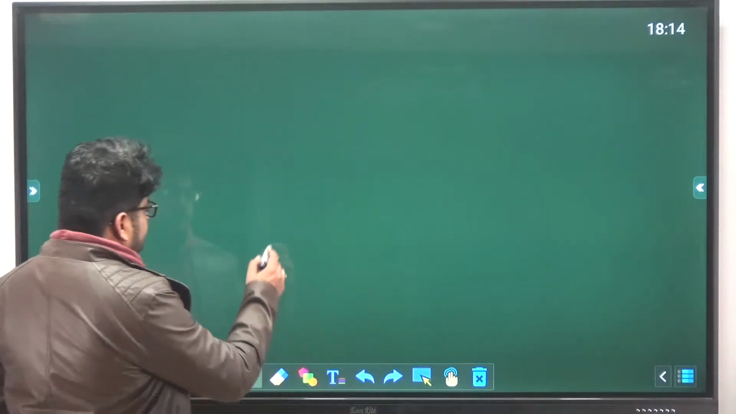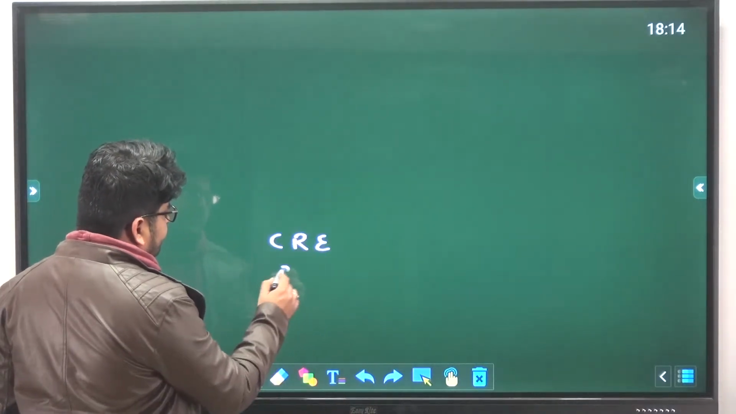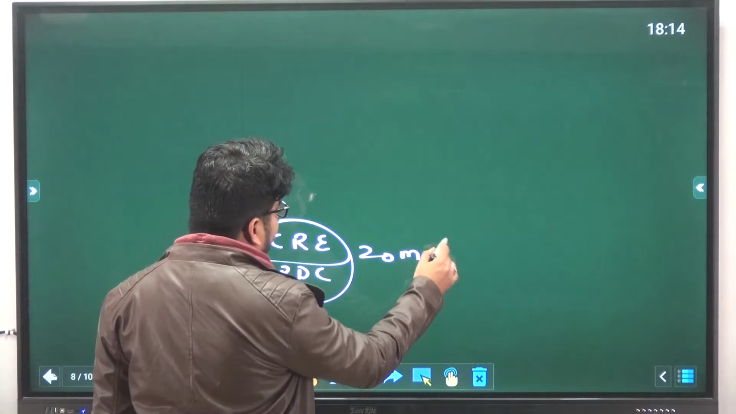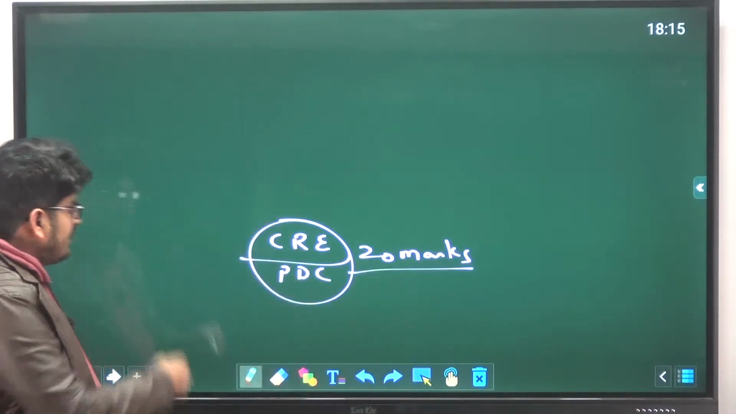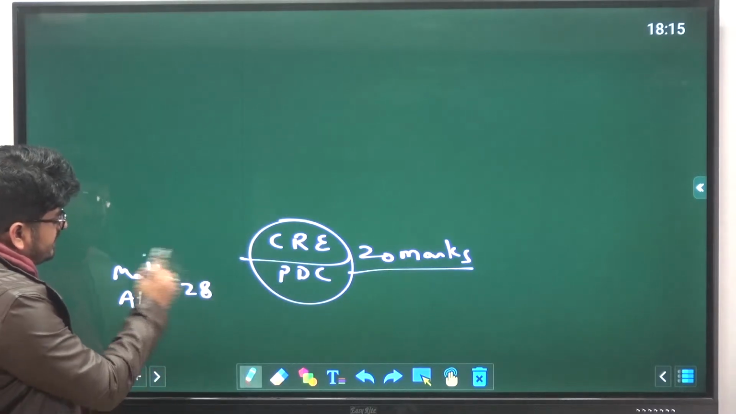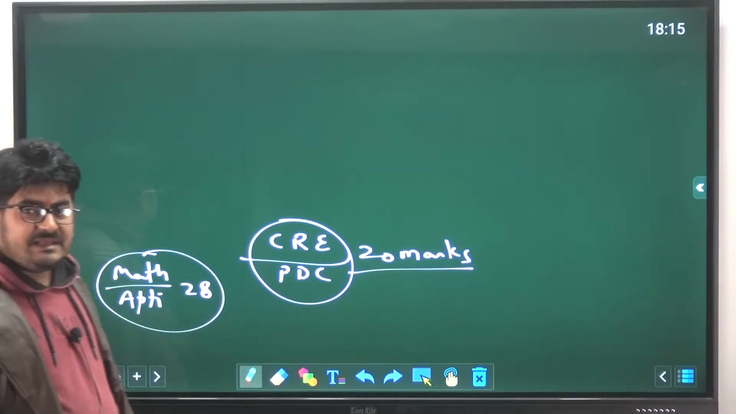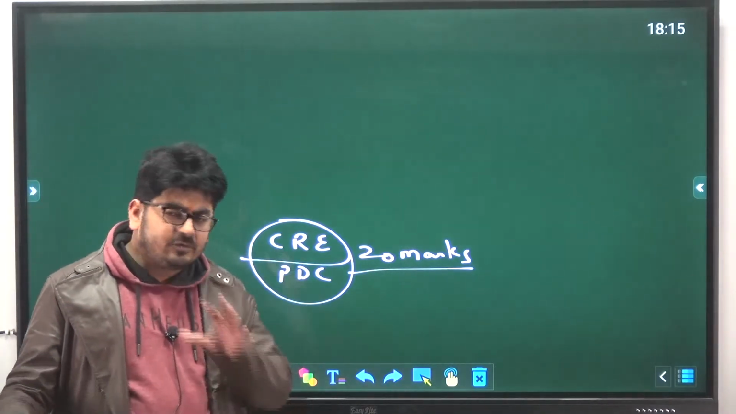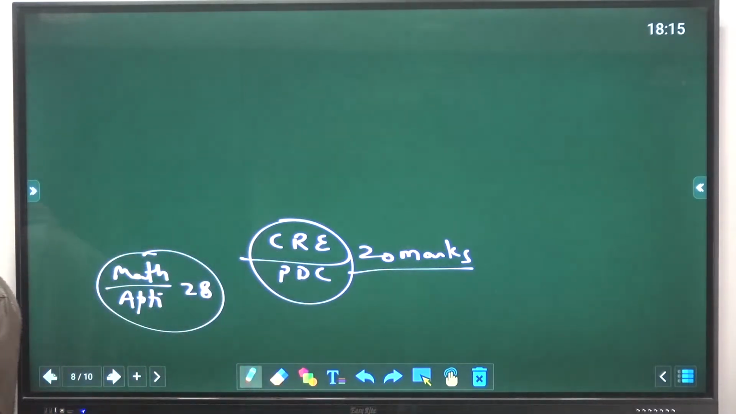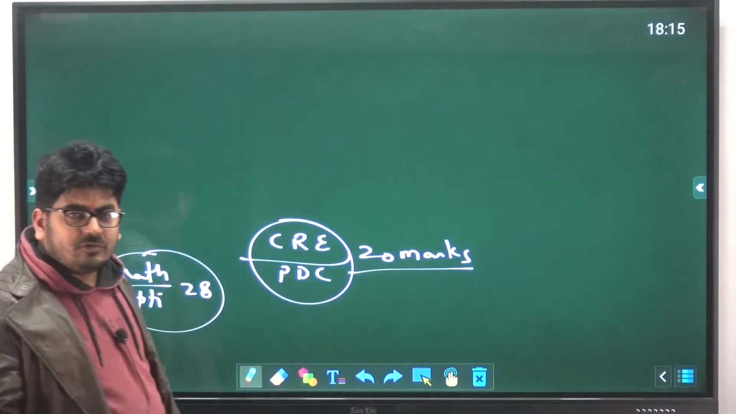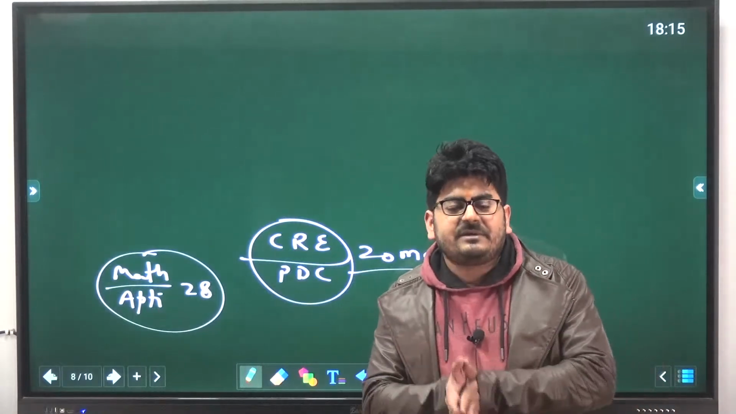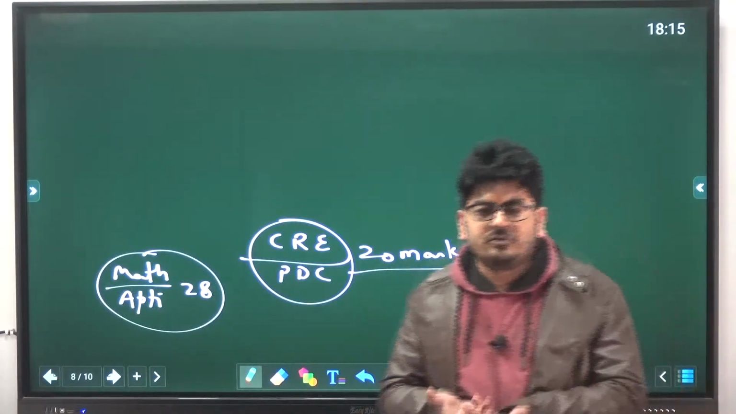Okay, so just see, if you look at CRE and PDC, only these two subjects will give you almost 20 marks. Math and FT will give you approximately 28 marks. In the GATE exam we have a total of 12 subjects including FT, but these 4 subjects alone have a weightage of 48 marks. So you can understand what our first priority should be. That's how you see the weightage of subjects and then do your preparation.